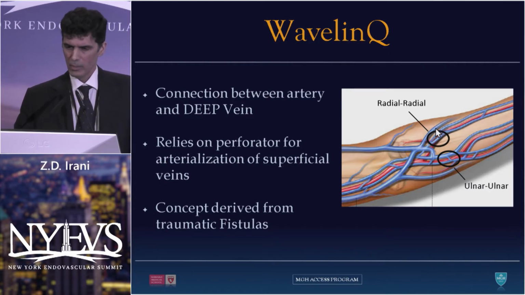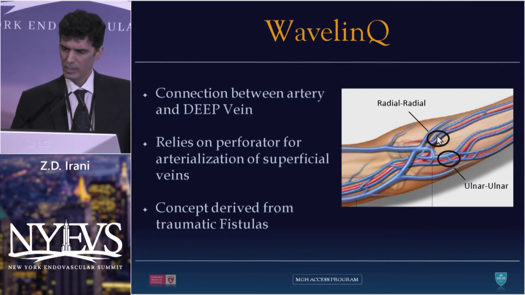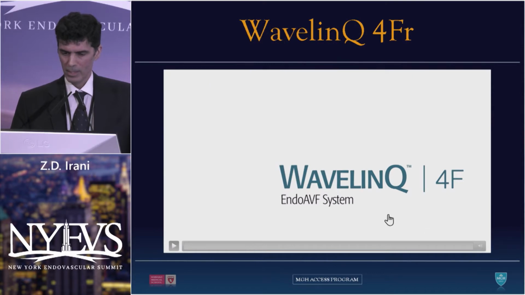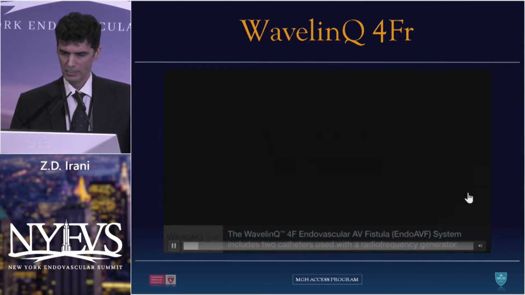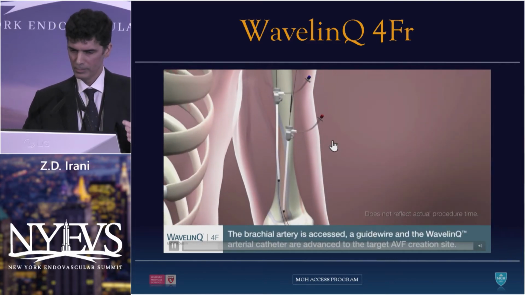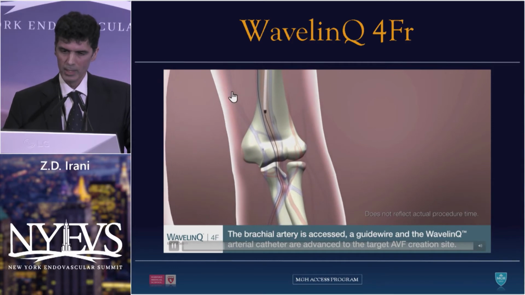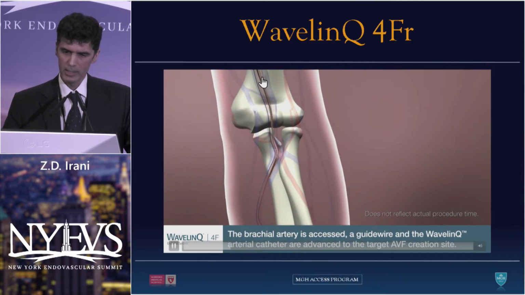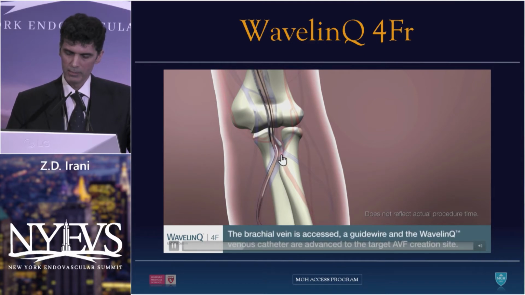Again, as mentioned, the WavelinQ creates a connection between the deep veins and the artery. This can happen both on the radial side or the ulnar side. Here's a quick schematic to show you the system at play. So 2 catheters, and this is a generator box that ultimately imparts the energy. And this is the venous axis and the arterial axis. In this instance, it's the brachial artery. And the 2 catheters are advanced close to each other.